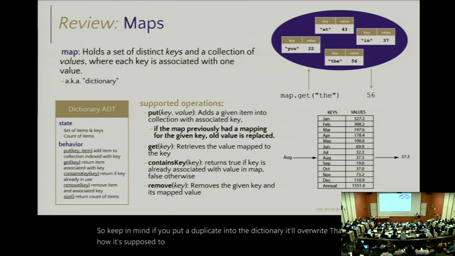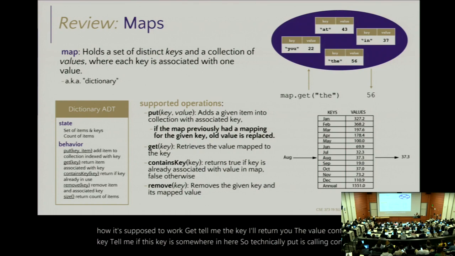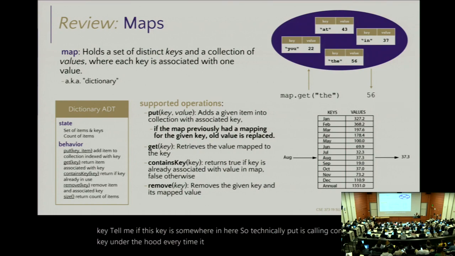Get: tell me the key, I'll return you the value. Contains key: tell me if this key is somewhere in here. So technically put is calling contains key under the hood every time it runs. I will tell you why this is important. And then remove aside.